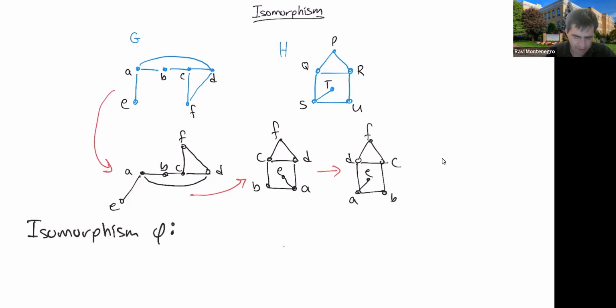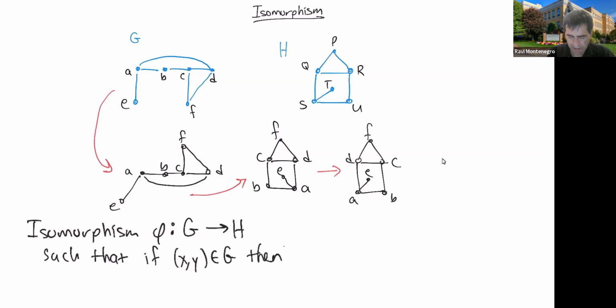We'll take parts of graph G and send them to parts of graph H. And it needs to do this in such a way that if things are adjacent in G, they're adjacent in H. So that means if 2 points, let's say we call them X and Y, were in graph G, then they get sent to points that are adjacent in graph H.